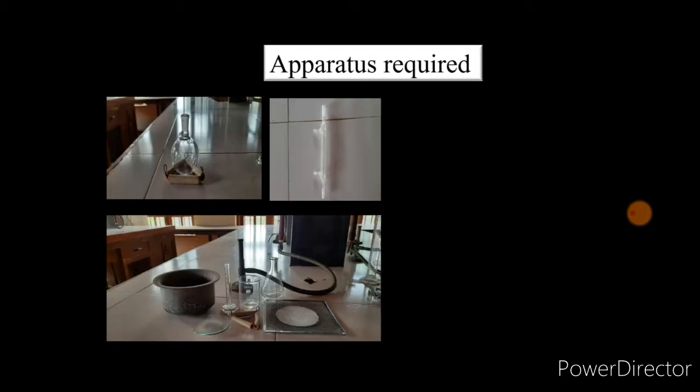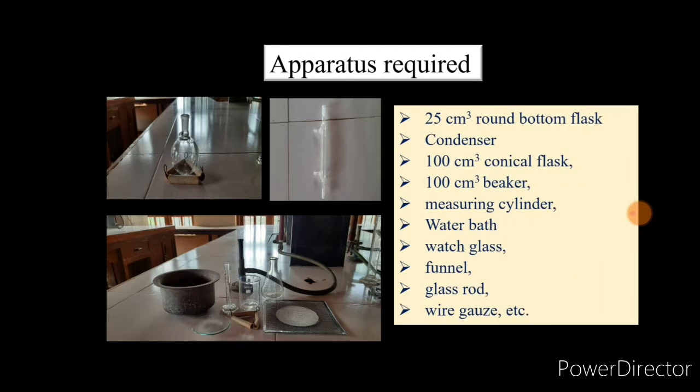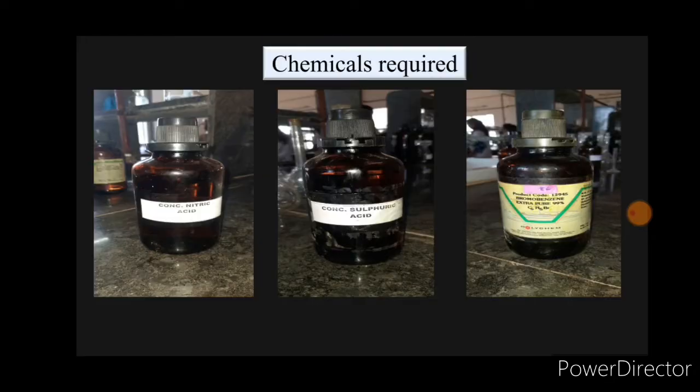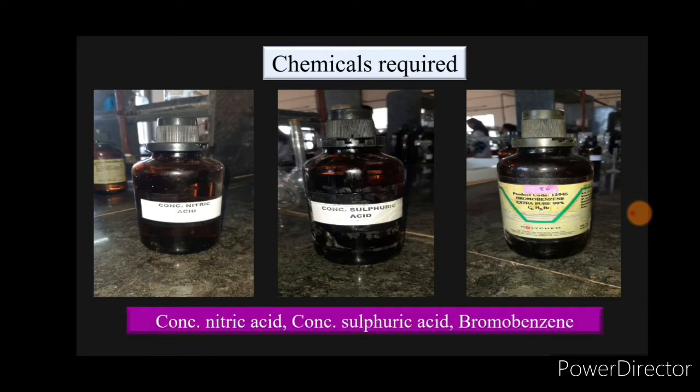Apparatus required for this experiment are 25 cm3 round bottom flask, condenser, 100 cm3 conical flask, 100 cm3 beaker, measuring cylinder, water bath, watch glass, funnel, glass rod, wire gauze, etc. Chemicals required are concentrated nitric acid, concentrated sulfuric acid, and bromobenzene.